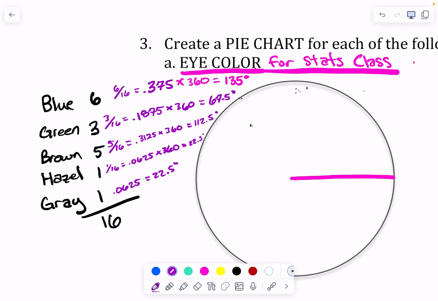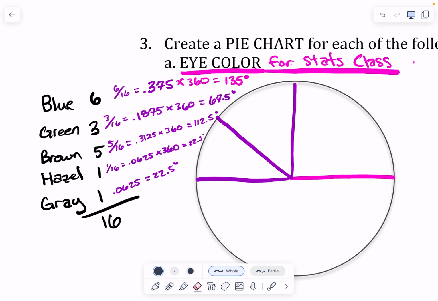Blue. You can do this without a protractor actually. You don't have to have one. Okay, here we go. Ready? 135 degrees. Don't write this down. This is 180. This is 90. 135 is right in the middle.